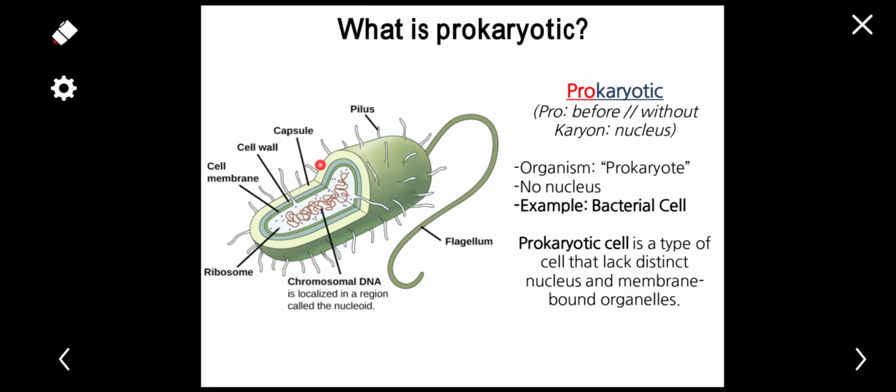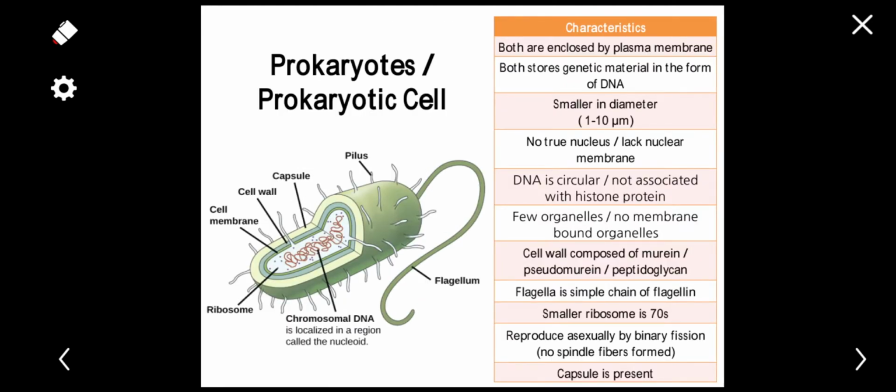Okay, the third layer from the outer part is the cell membrane or plasma membrane. And then it's quite simple. It has a DNA. This is a circular DNA, located in the prokaryotic cell. And then it also has ribosome. Okay, these are the characteristics that we already discussed before. It is enclosed by a plasma membrane. It has genetic material, the circular DNA.